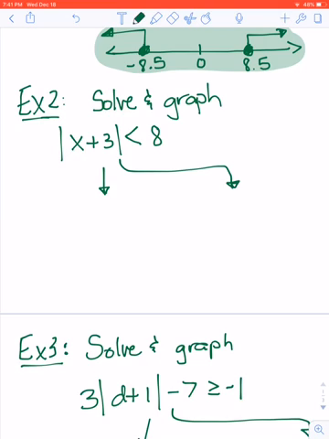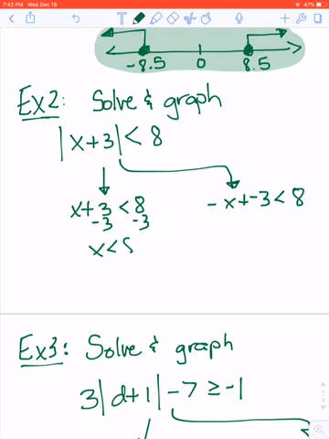Example 2. A little bit more complex. Now we have an absolute value surrounding an x plus 3. So we write down the problem without the absolute value. Then I write it down again, this time taking the opposite of what I see. And we proceed to solve. Subtracting 3 from both sides. On the left, we're left with x is less than 8. That looks like it's ready to graph.